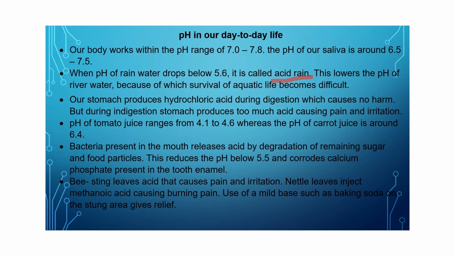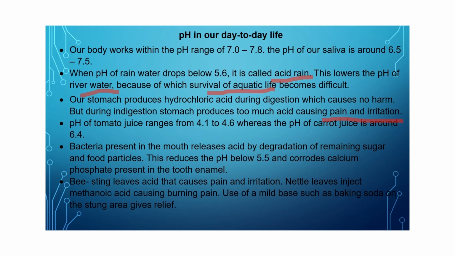Now this lowers the pH of the river water. Because of acid rain, the pH of the river water decreases. This results in the survival of aquatic life becoming more difficult. Right? Now our stomach produces hydrochloric acid during digestion, which causes no harm. Absolutely no harm. It's a normal process. But during indigestion, the stomach produces too much acid and this causes pain and irritation.